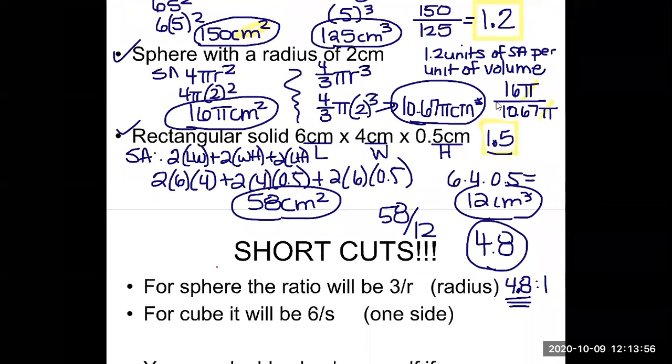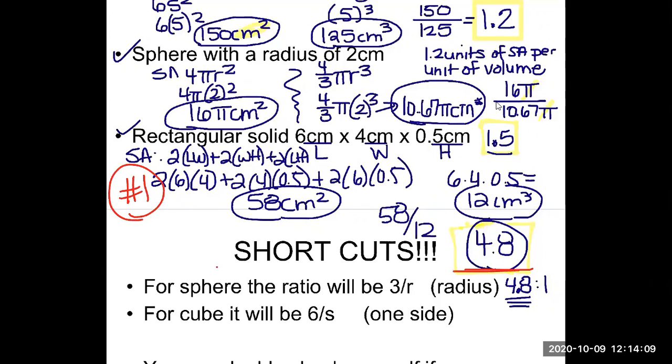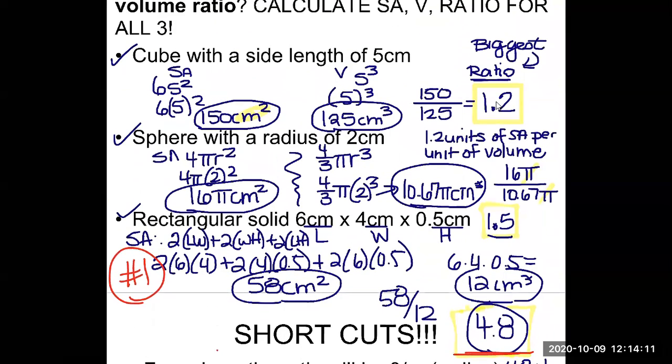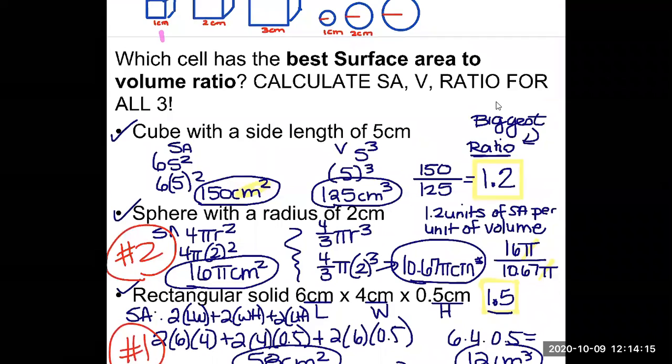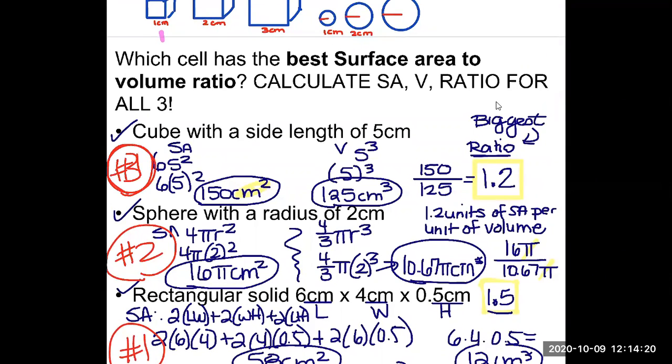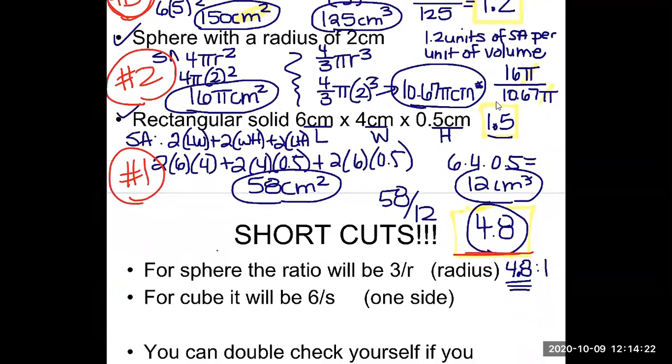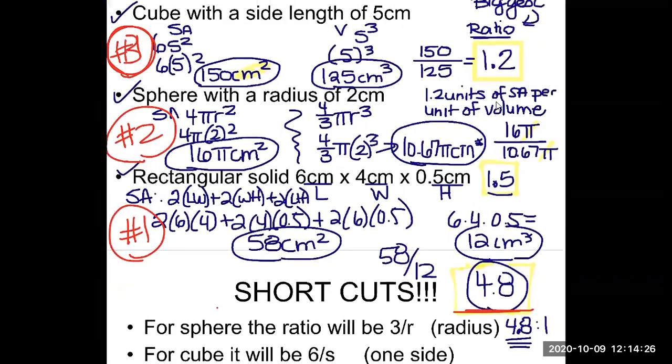All right, so if I compare my 3, I have 4.8, I have 1.5, I have 1.2. So if I had to rank these cells in order from the most efficient to the least efficient, my best cell would be my third one, has the highest surface area to volume ratio. Number 2 would be my sphere. And then number 3 would be my cube. So you'd put them in order from the best ratio, the highest number, to the lowest. So that's how you'd work these out.